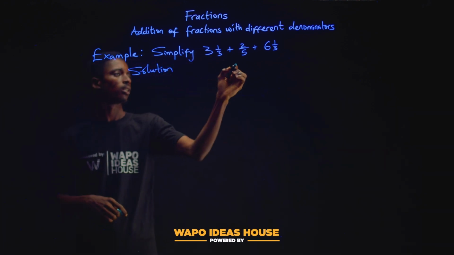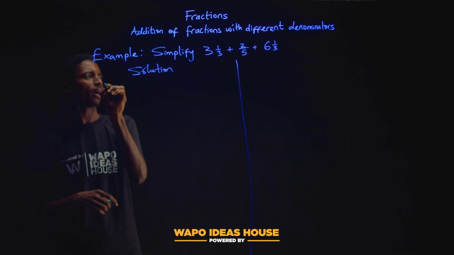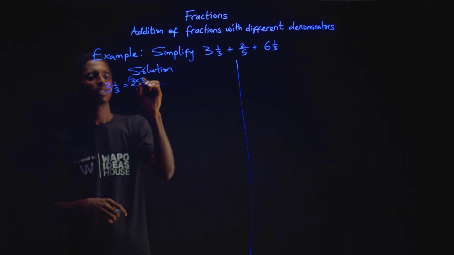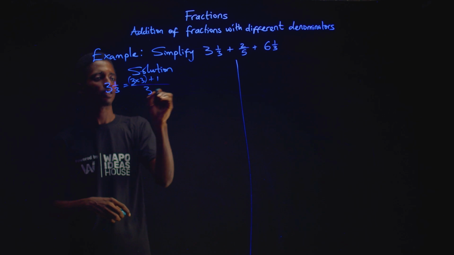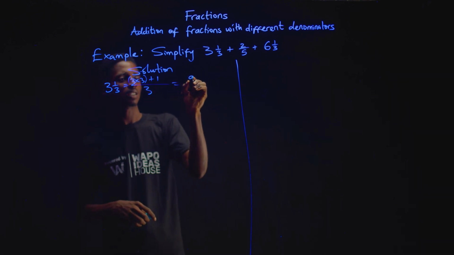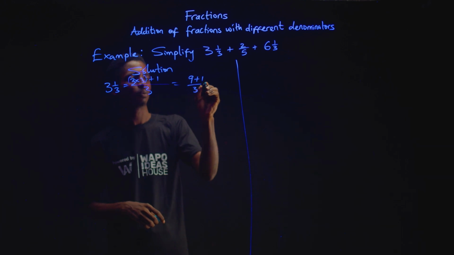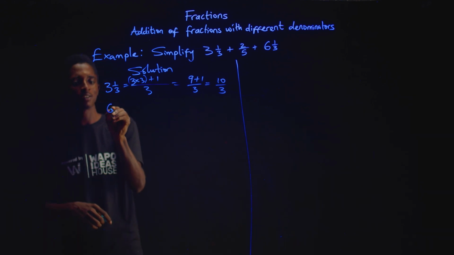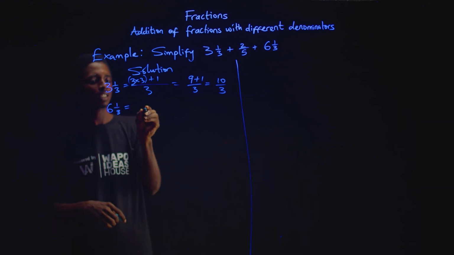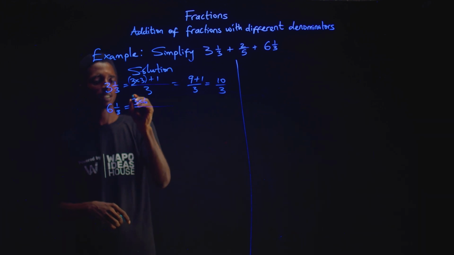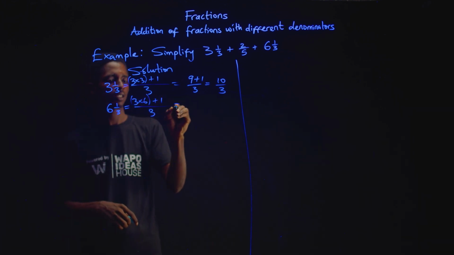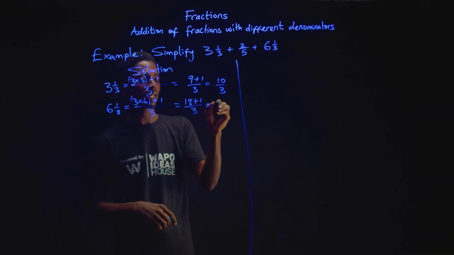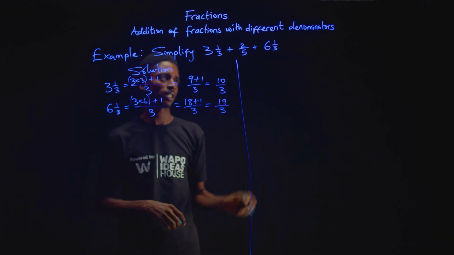That is, our 3 whole number 1 over 3 becomes 3 times 3 plus 1 over 3. And 3 times 3 will give us 9 plus 1 over 3, which will give us 10 over 3. And then for the second mixed fraction, where we have 6 whole number 1 over 3, this becomes 3 times 6 plus 1 over 3. And 3 times 6 will give us 18 plus 1 over 3, and that is 19 over 3.